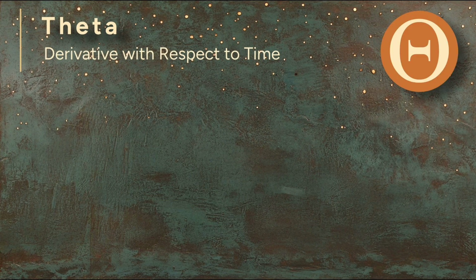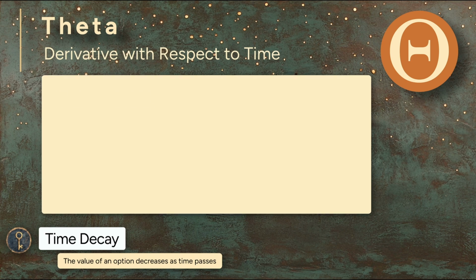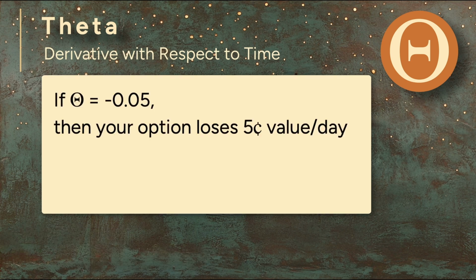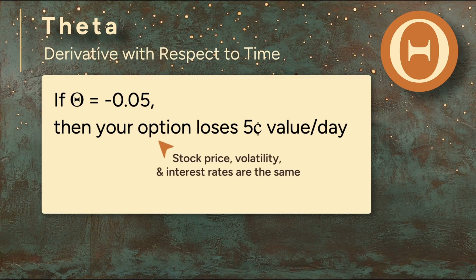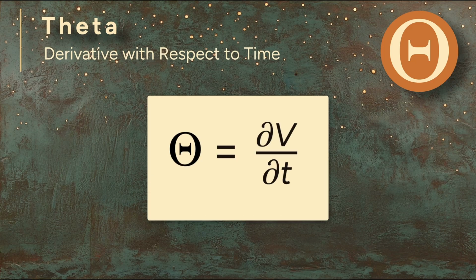Theta measures how much the value of an option changes as time passes. This is known as time decay. If theta is negative 0.05, then your option loses about 5 cents in value every day, even if the stock price, volatility, and interest rates stay exactly the same. Mathematically, theta is the partial derivative of the option's value V with respect to time t.